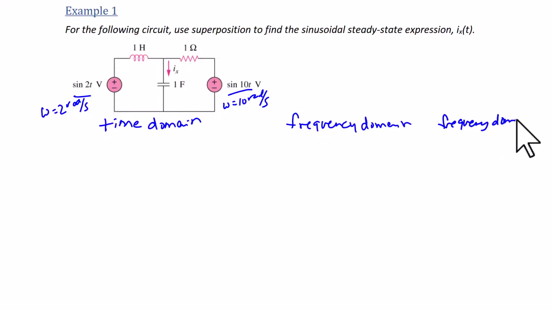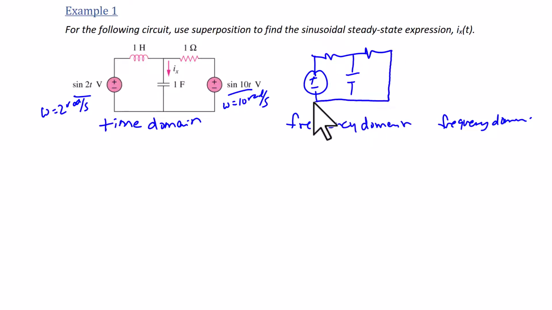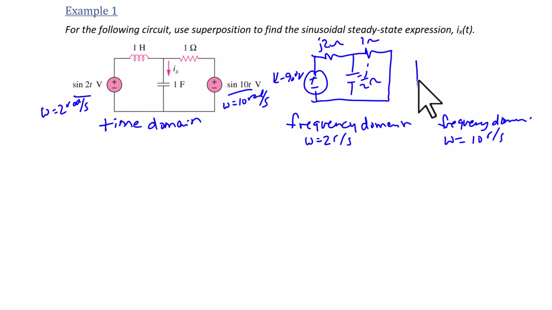When we have the left source on, the impedances will be based upon 2 radians per second, and we will replace the right source with a wire. The impedance of the inductor is j omega L, so that one would be j2 ohms. The impedance of the capacitor would be negative j over omega C, so negative j over 2 ohms, and the resistor is 1 ohm. Note that the voltage source is 1 angle negative 90 because it's a sine, not a cosine.